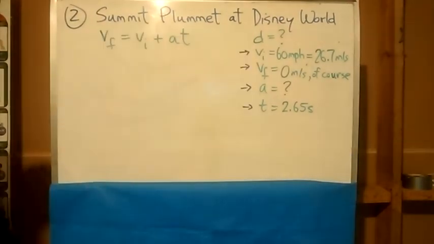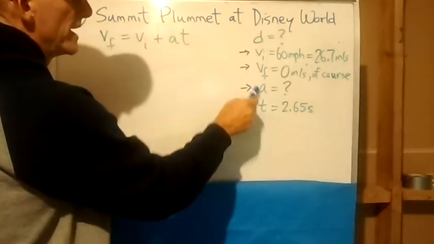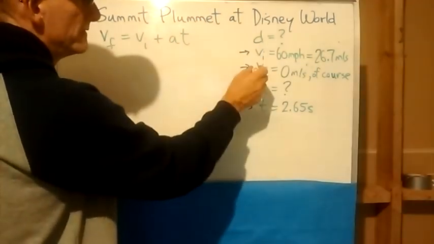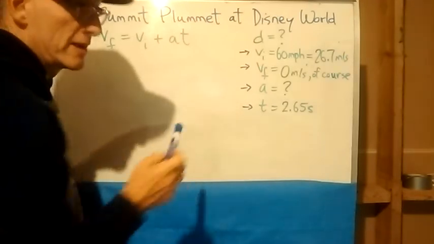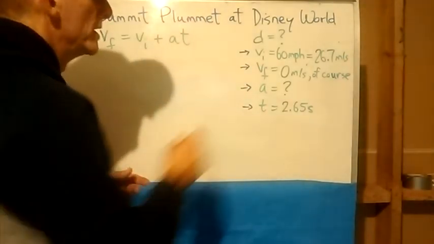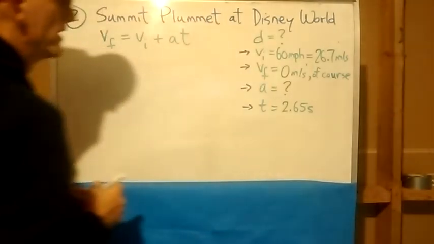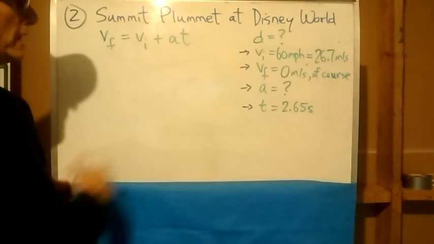So I need an equation that has VI, VF, A, and T in it. Because I know T, VF, and VI, I can only have one unknown that I'm looking for. So I have to have an equation with those 4 variables in it. And that is the equation.